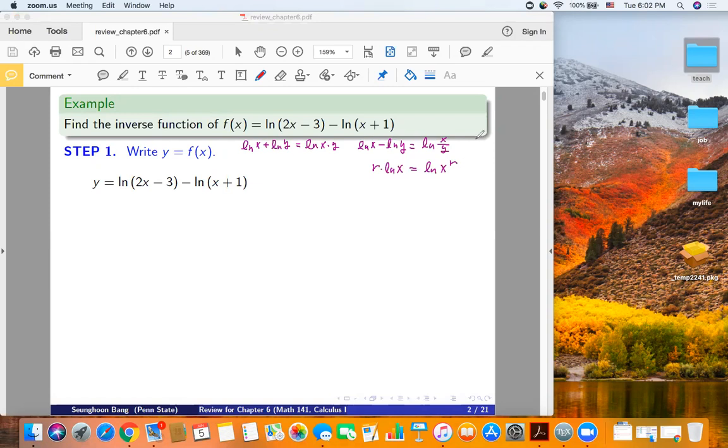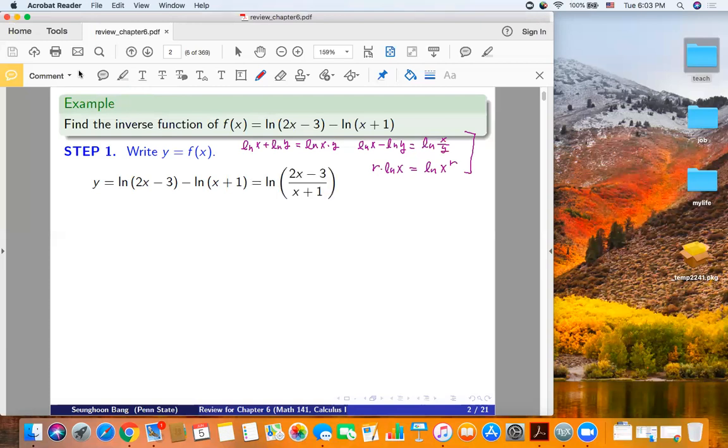So we have 3 important rules. You need to memorize these 3 rules. So how can you use this rule? We can use the second one. Difference is going to fraction. So change it like this. This is step 1.